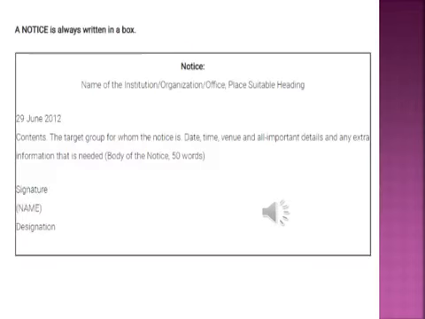Now let us see the format of the notice. So first of all, on the top you can write the name of the institution or organization or office or name of the issuing agency. It can be any school or college. Then there should be a suitable heading and then you have to write notice. So notice has to be written. Then what is the heading for that? That also you should think over. So what all does it contain at the beginning?